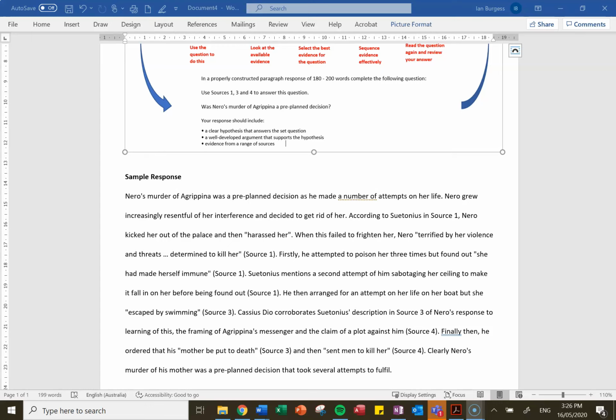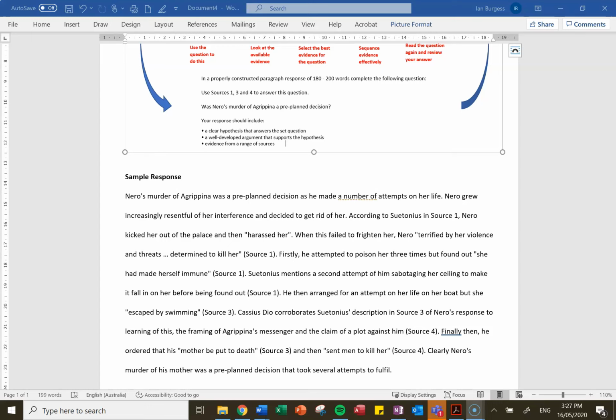We then finish it off with a summary sentence. Clearly, Nero's murder of his mother was a pre-planned decision that took several attempts to fulfill. So there I'm essentially paraphrasing the topic sentence and reinforcing what it is that I've argued in the process of the response.